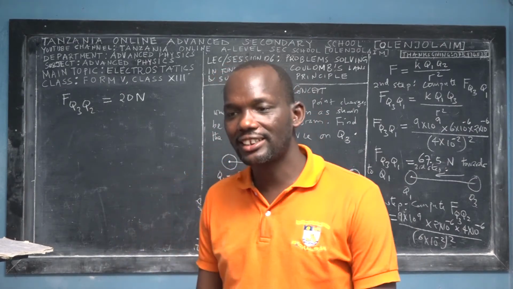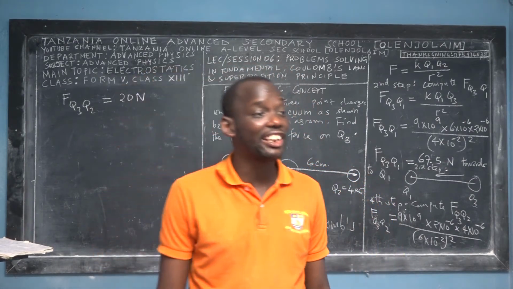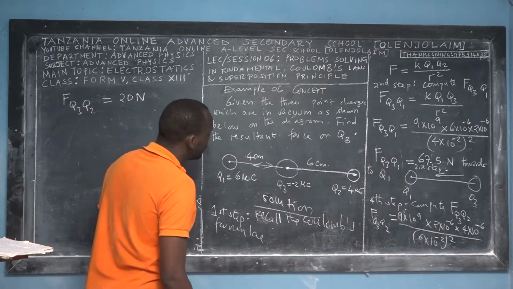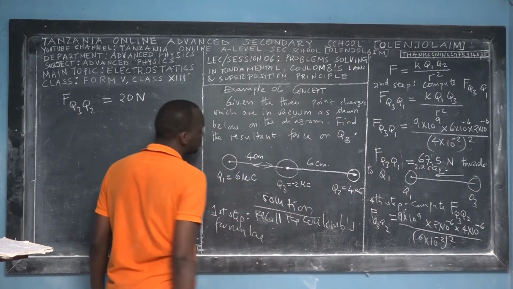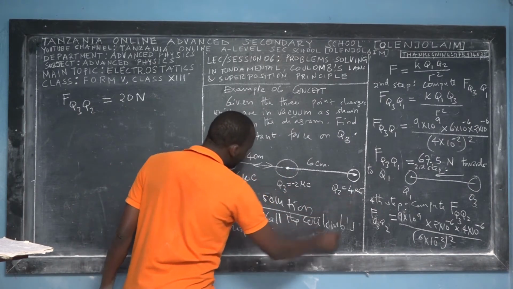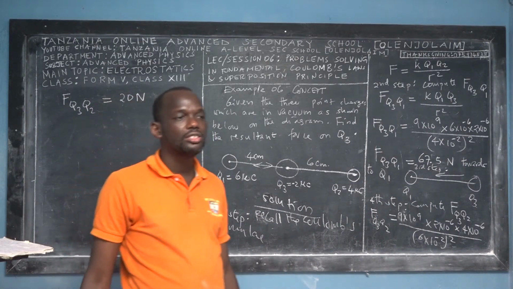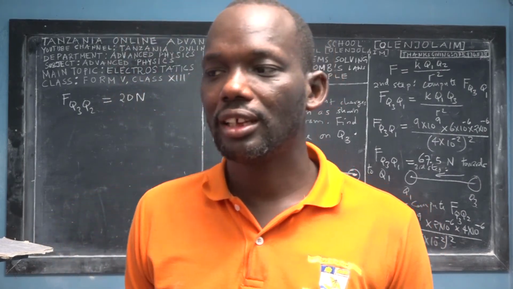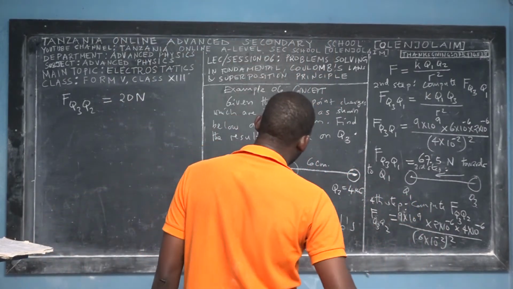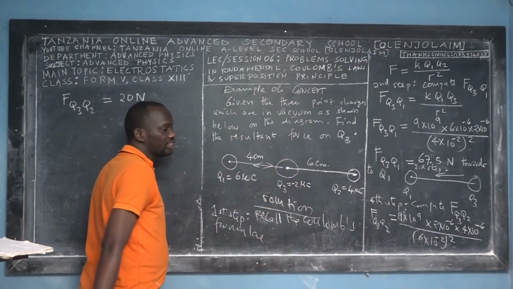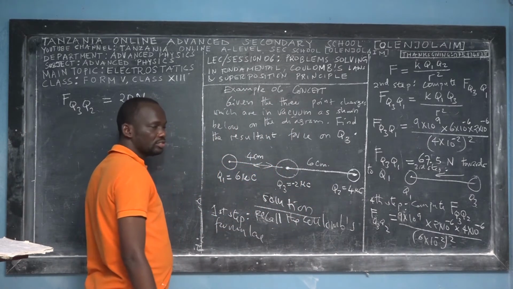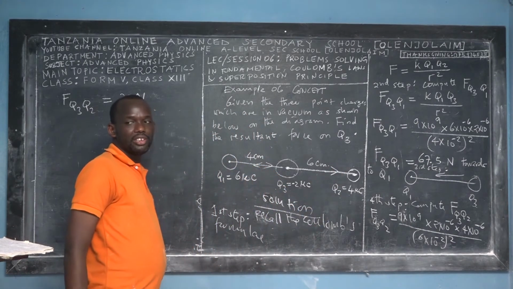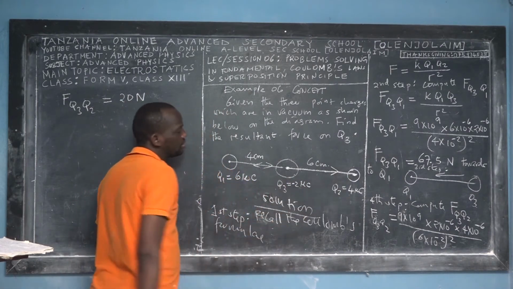In order to deal with the resultant, we also need to know the direction of that force. Directions of what force? Of this force. So we have Q1, Q3, and Q2. Unlike charges attract each other, like charges repel each other. So you have unlike charges here, positive and negative. So what is going to happen to this Q3? It will be attracted toward Q2, right?